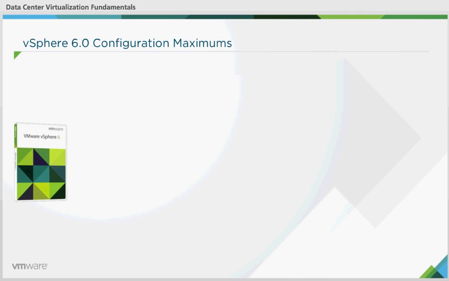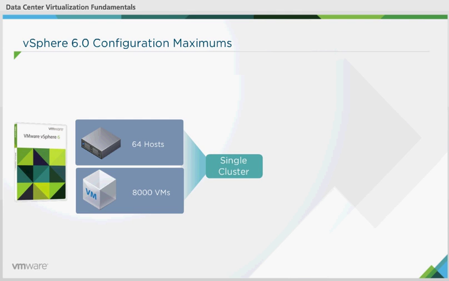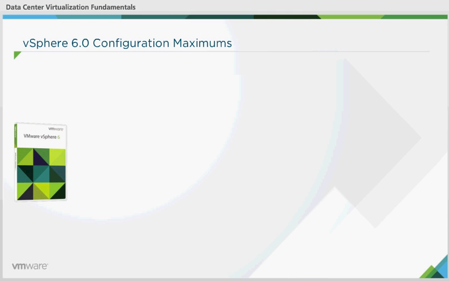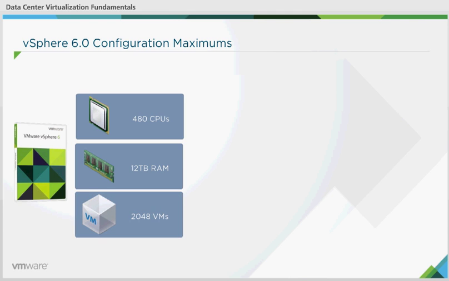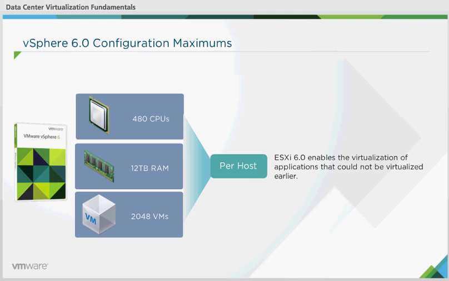In vSphere 6.0, clusters can scale to as many as 64 hosts and support 8,000 virtual machines in a single cluster. This enables greater consolidation ratios, more efficient use of VMware vSphere Distributed Resource Scheduler, or vSphere DRS, and fewer clusters that must be separately managed. Each vSphere 6.0 instance can support as many as 480 physical CPUs, 12 terabytes of RAM, and 2,048 virtual machines per host. By leveraging the latest hardware advances, ESXi 6.0 enables the virtualization of some of the applications that could not be virtualized earlier.